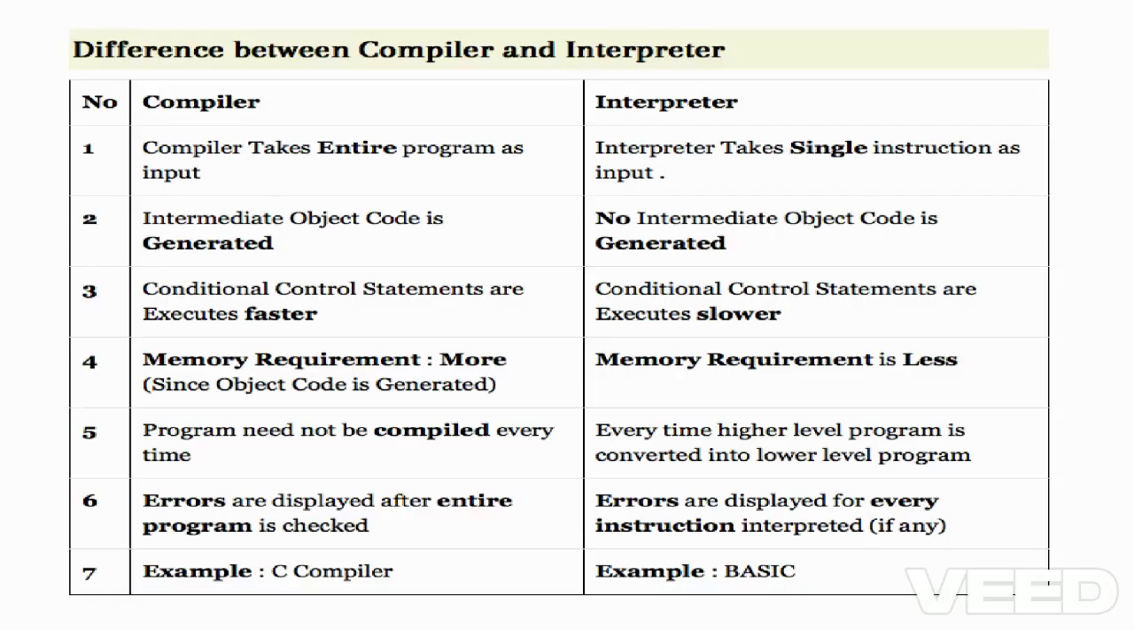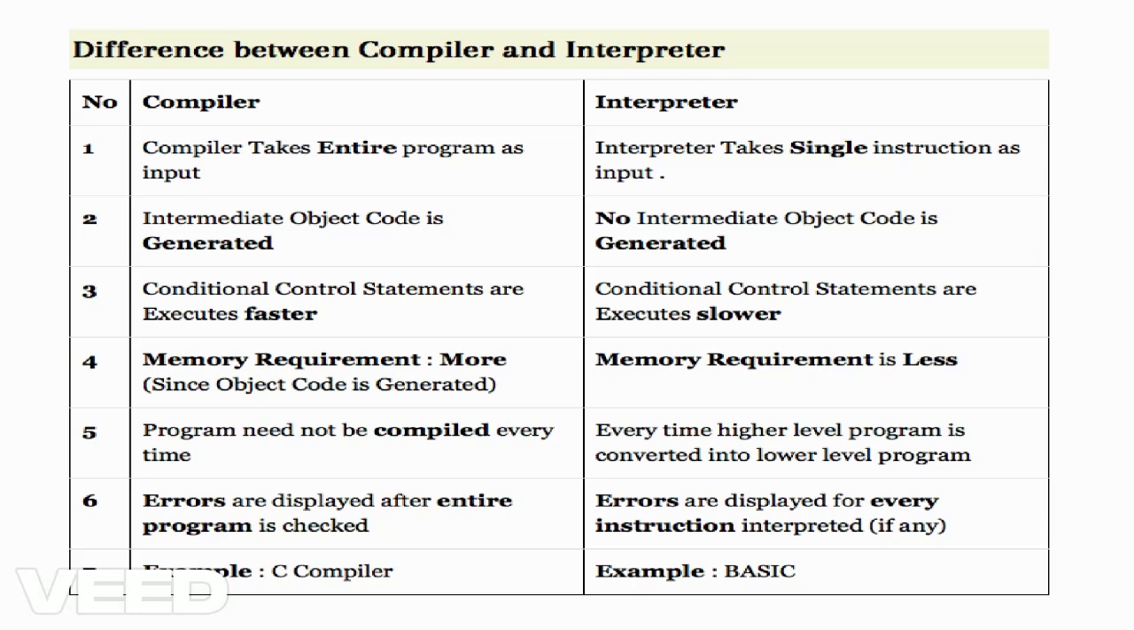Next one is the differences between the compiler and interpreter. First one is the compiler. Compiler takes the entire program as input. When compared to that, interpreter takes a single instruction as input. Next, intermediate object code is generated in a compiler. When compared to an interpreter, no intermediate object code is generated. Third, conditional control statements are executed faster in a compiler, but compared to an interpreter, conditional control statements are executed slower. Then, memory requirement is more in a compiler. When compared to an interpreter, it is less.